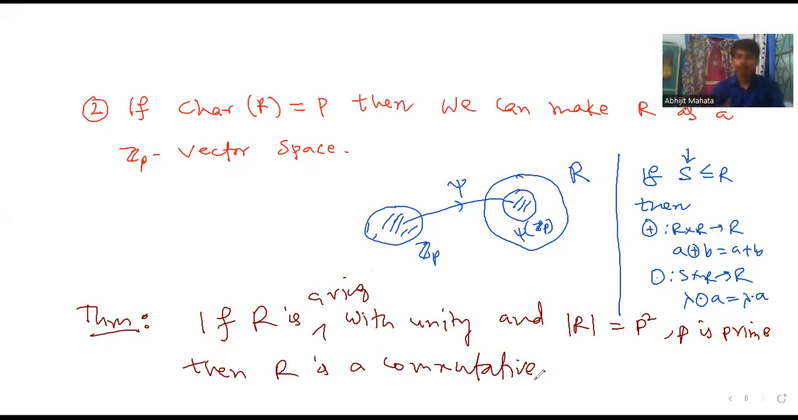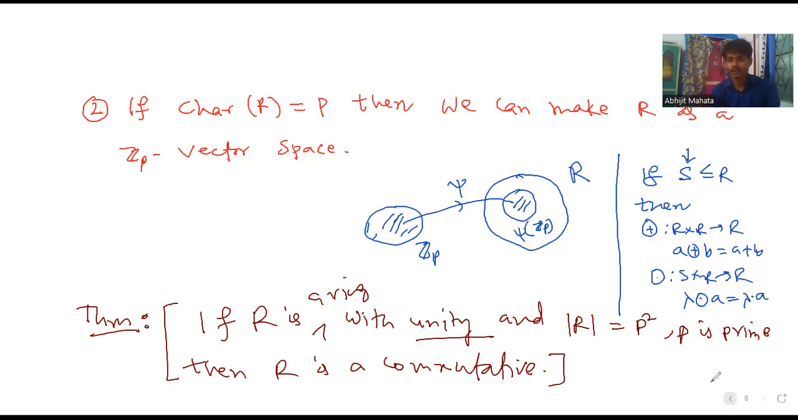We will prove this. For any ring with unity, the unity part is very important. If unity is not given, then there is a counterexample: there is a ring of order p squared with no unity, and that ring may not be commutative. We have an example, I'll tell you later. This theorem I'll prove in the next video, and I made this video because of this theorem's proof.